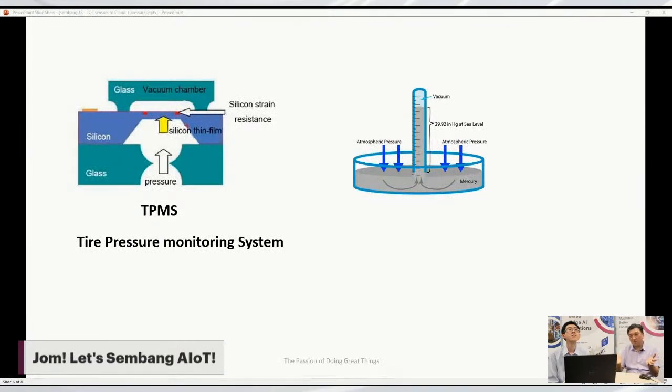It can be a piezoelectric, and it can also be a strain sensor. You can see in the middle level here, there's a silicon strain resistor. Same thing, they connect to a bridge circuit, then it gives you a voltage, which gives you the reading that you are looking for. Same thing for this part, you use a barometer. This is a semiconductor kind of barometer, also called a micro electromechanical sensor.